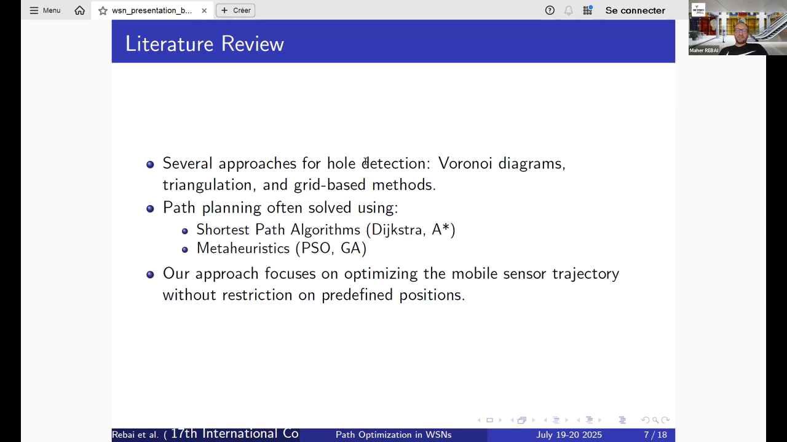Our approach here is different. Our approach focuses on optimizing the mobile sensor trajectory without restriction on the predefined positions. And this fact allows us to optimize or to dominate the literature solutions in terms of solution quality.